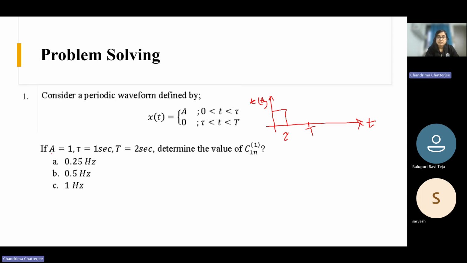Now, what are the data given? The data are A equal to 1, tau equal to 1 second, and capital T equal to 2 seconds. Time period is 2 seconds. Tau is 1 second. Till this point the pulse waveform is high, so the pulse duration is 1 second, and A is the amplitude. Amplitude is 1. Then determine the value of C1n, and in subscript there is another one. So what does it mean? C1n, and in the subscript we have 1.